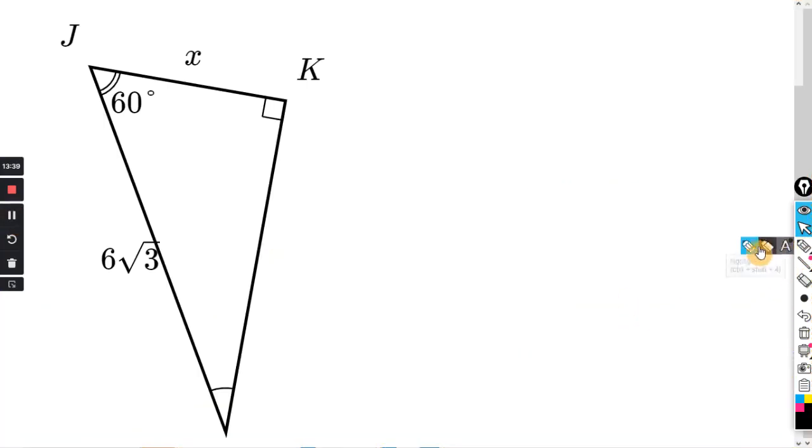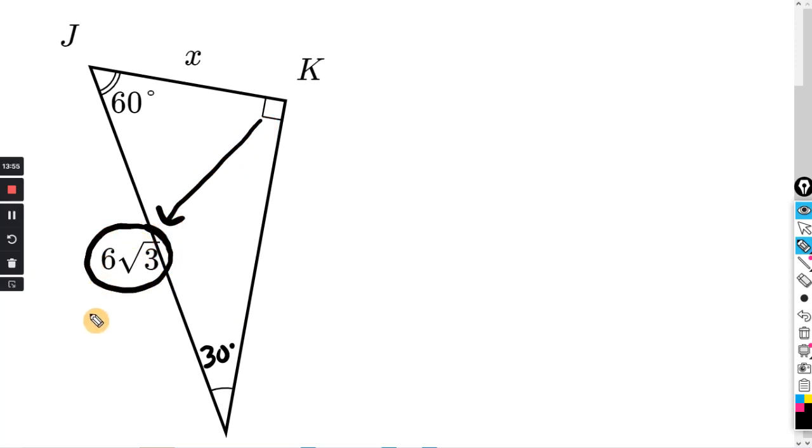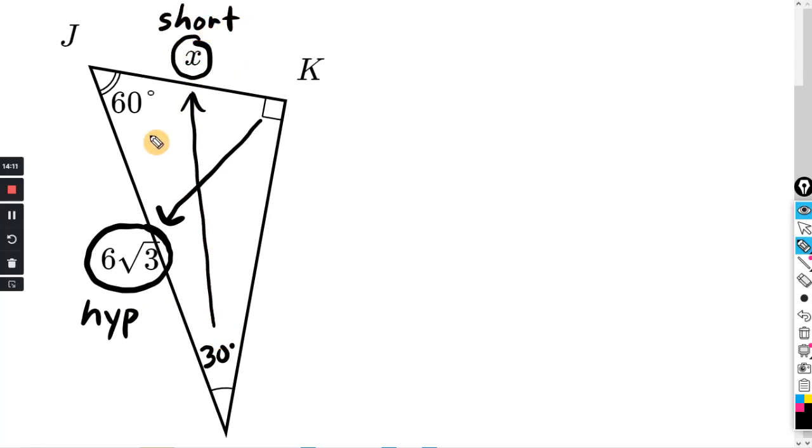All right, last one. 60, 90, this angle has to be 30. All right, labeling the sides. Across from 90, that right there, that side length is your hypotenuse. Across from 30 to the side is your short side. And across from 60 to the side is your long side.